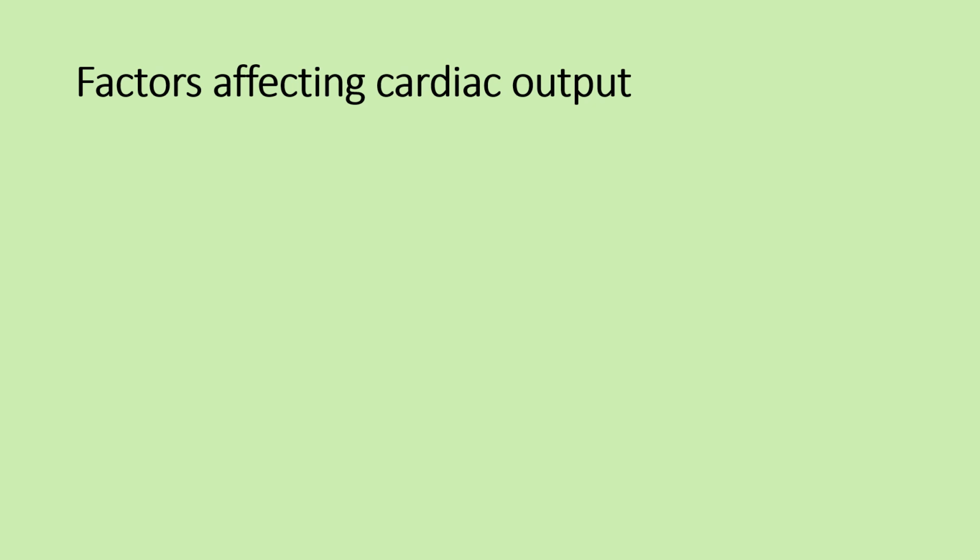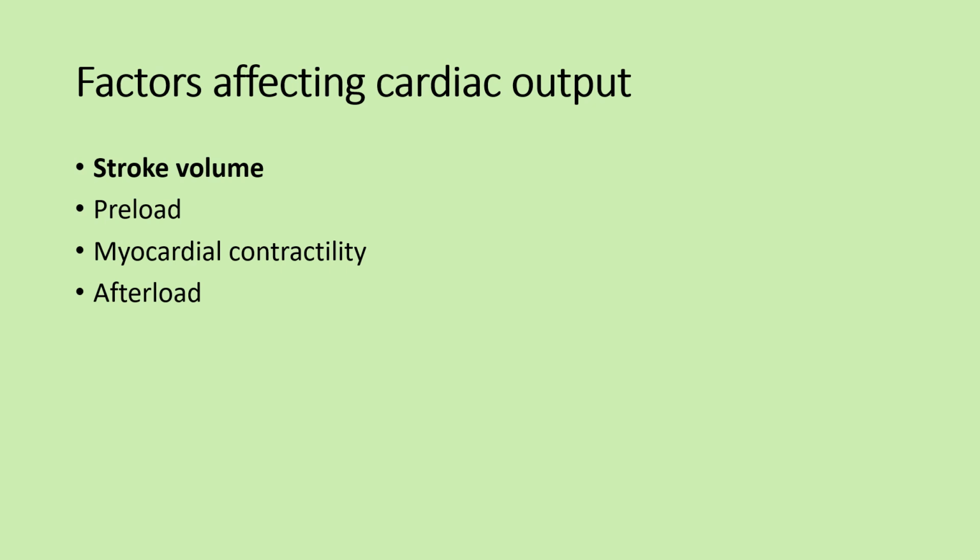What are the factors affecting cardiac output? Cardiac output mainly depends on the stroke volume and heart rate. Stroke volume depends on the preload. Preload is nothing but end diastolic volume. End diastolic volume is the preload, and myocardial contractility.